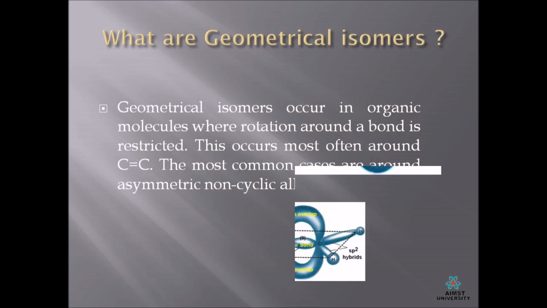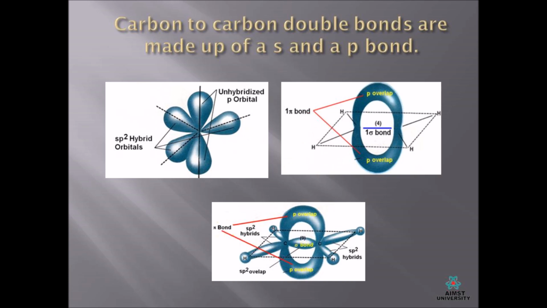The carbon-carbon double bonds are made up of a sigma and a pi bond. The pi bond is formed from the combination of two p orbitals, one from each of the two carbon atoms. The two p orbitals must be in the same plane to combine.